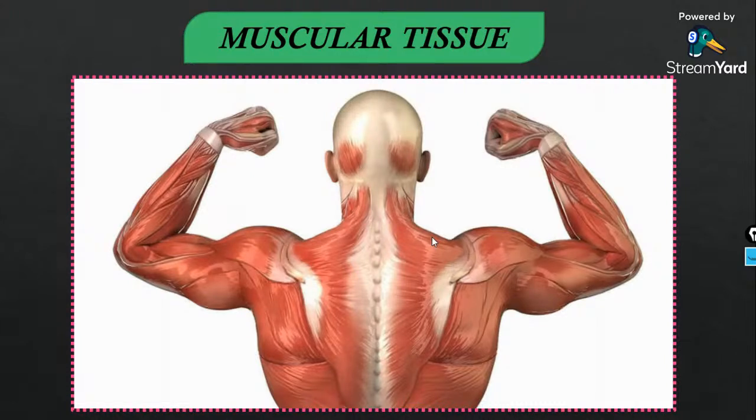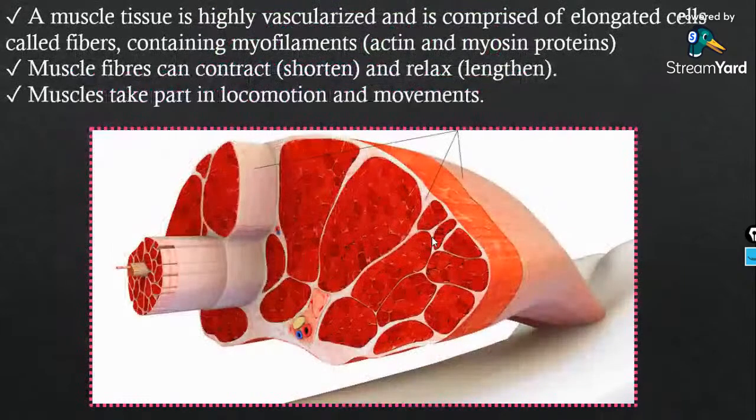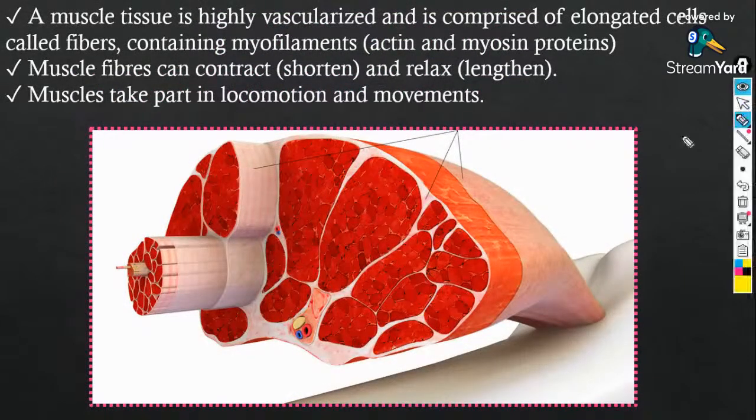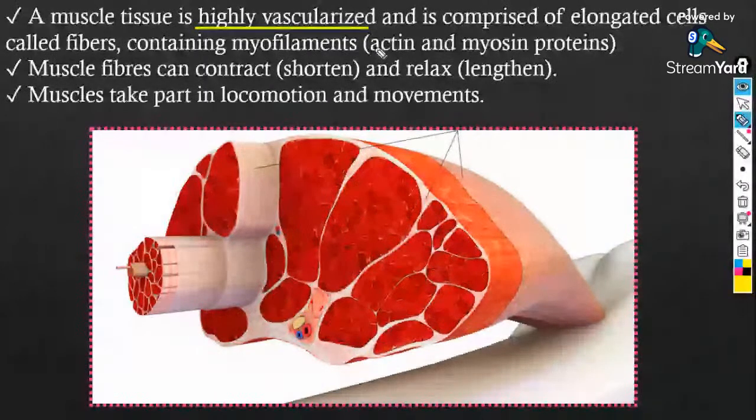So next is the muscular tissue, right? What is a muscular tissue, guys? It is highly vascularized. What do you mean by highly vascularized? That is, a high amount of vascular tissue is present. In the case of human beings, the vascular tissue is the blood vessels, etc.